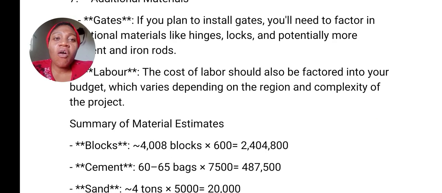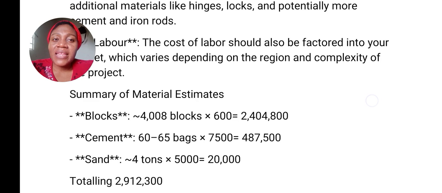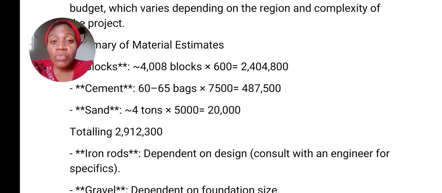Then what next? The summary of materials to estimate. Okay, blocks, we got 4,800 blocks multiplied by the present price of 9 inches block, which is 600 naira. We are having 2,404,800. Then cement. Remember, I said you should buy more. We got 50 something, but we are working with 65 bags of cement here. So when you multiply it, you're having 487,500. Then sand, 4 tons by 500. A ton is 5,000. So when you multiply it, you have 20,000. This alone that we calculated is totaling 2,912,300, which is almost 3 million naira.